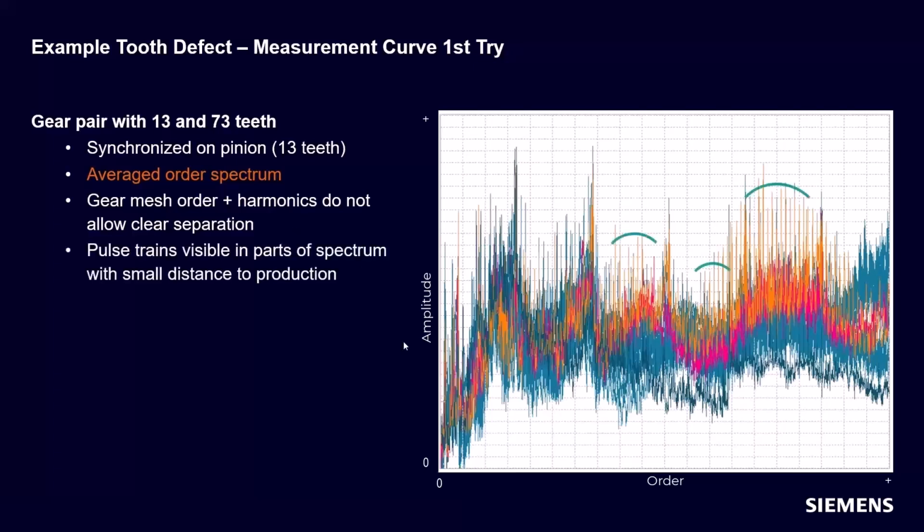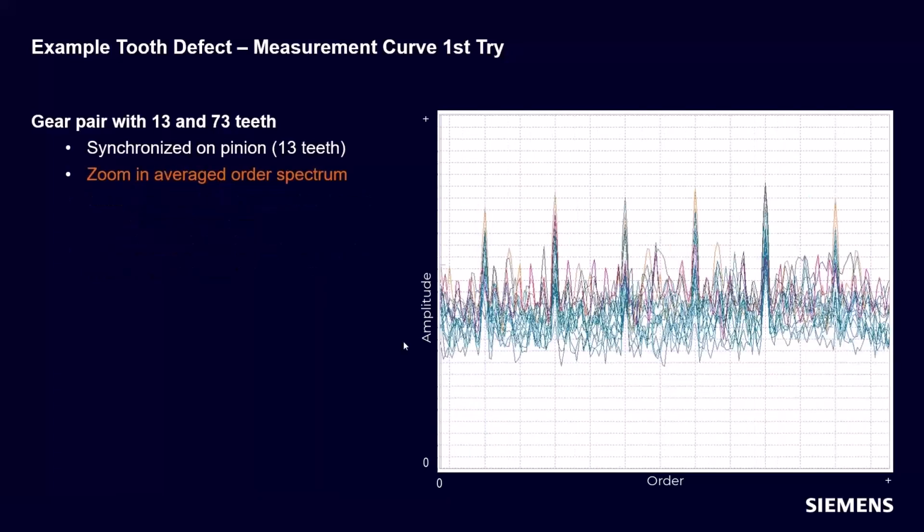What we see here are pulse trains in parts of the spectrum, but even these pulse trains have a quite small distance to the production. So we see here one peak, another peak, another peak. The orange lines are from one defective part and the red lines from the others. And we see also a pulse train from the red lines. So now we see in the spectrum, there's no big difference. The energy is spread over many lines in the spectrum. So what could help? What kind of analysis?